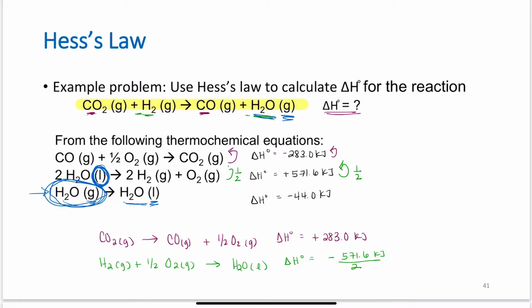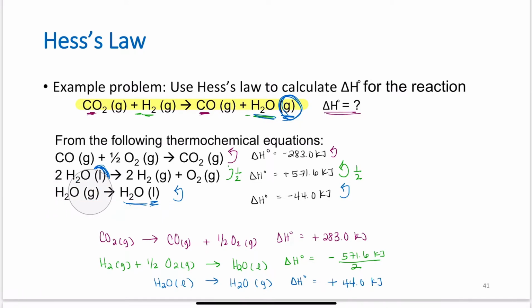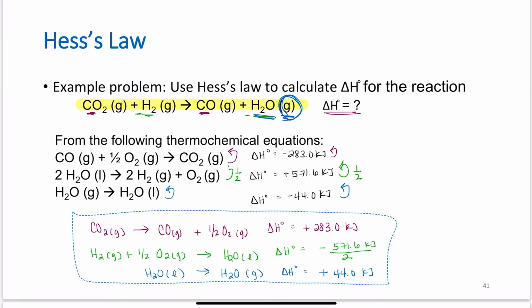So let's go ahead. This reaction also needs to be flipped because this is gas, and I need the gas on my product side. So this will be flipped as well. That gives me H2O liquid going to H2O gas. And my delta H value becomes positive 44.0 kilojoules. Because I have successfully run out of room. One second.